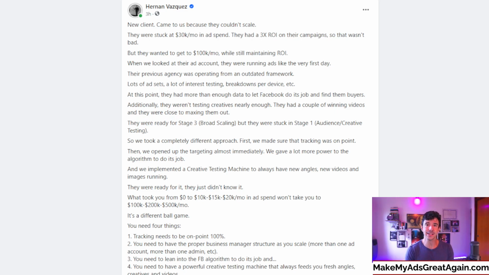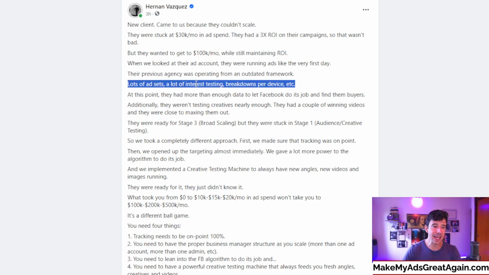And what happened is that when we took a look at their ad account, they were operating just like they were launching the campaign, which is a lot of ad sets, a lot of interest targeting, a lot of breakdowns per device and all of that. Which is fine when you're launching and when you're in stage 1, which is a lot of testing. You're doing a lot of creative testing, a lot of audience testing.